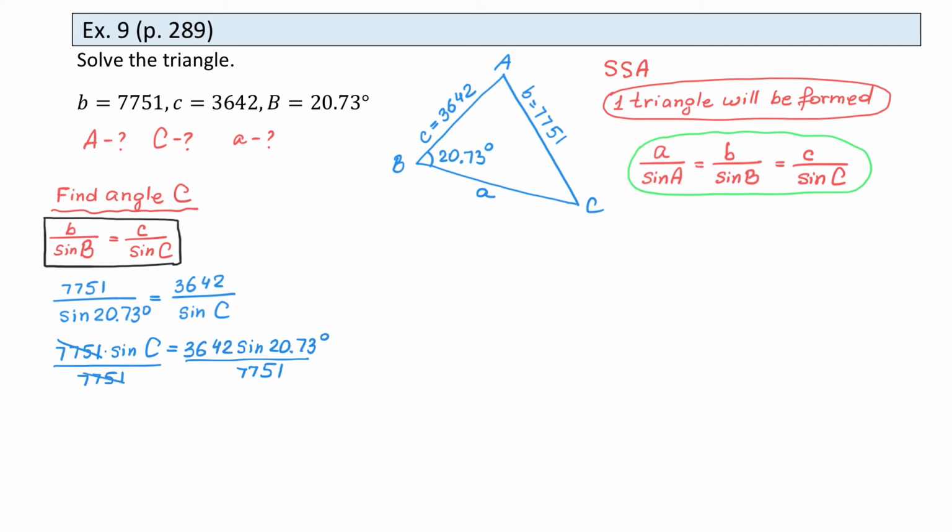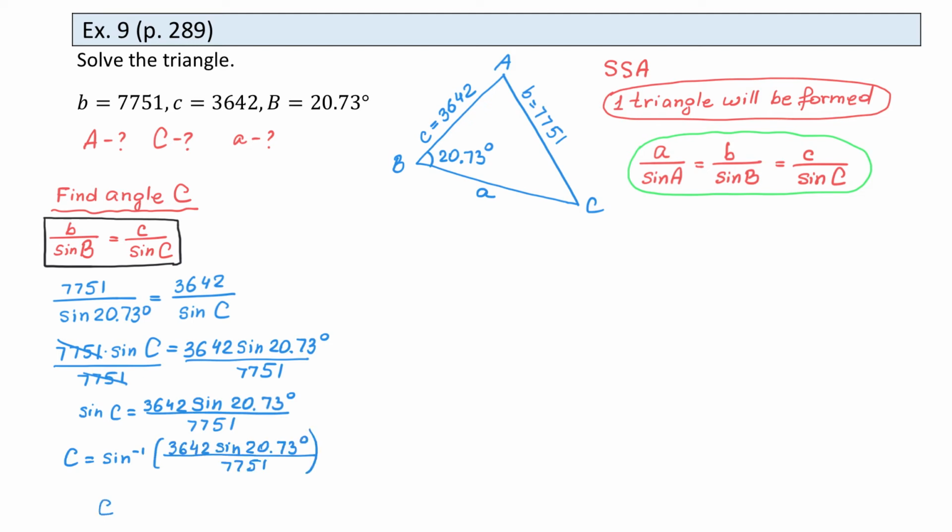On the left side they will cancel, and sine of C equals 3642 sine of 20.73 degrees over 7751. Now to find angle C, we will take sine inverse of all this fraction on the right side. Then angle C will be approximately 9.574 degrees. Now, once we know angle C and angle B, we can find angle A.